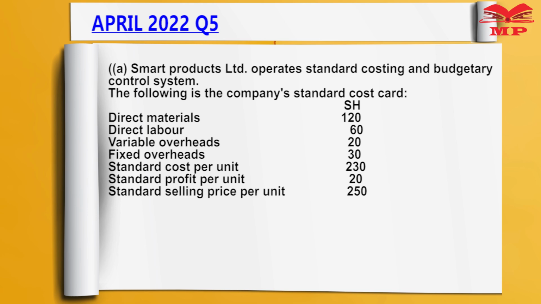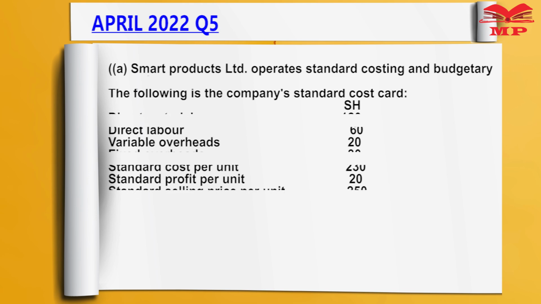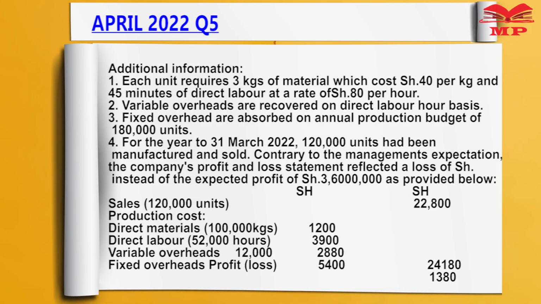Smart Products Limited operates a standard costing and budgetary control system. The following is the company's standard cost card. In that standard cost card, we have direct materials, direct labor, variable overheads, fixed overheads, standard cost per unit, standard profit per unit, and standard sale price per unit, which is given in that table. Additional information, note number 1. Each unit requires 3 kilograms of material, which costs 40 shillings per kilogram, and 45 minutes of direct labor at a rate of 80 shillings per hour.